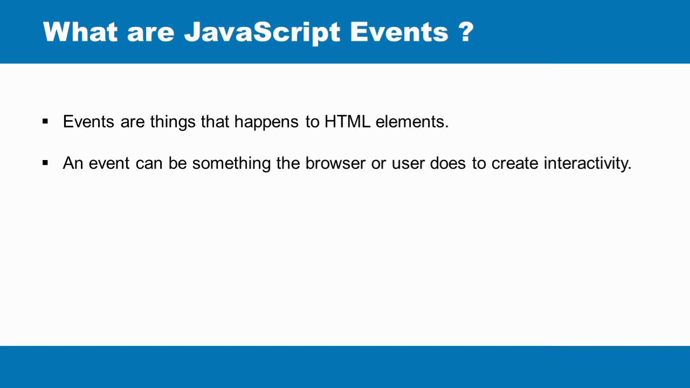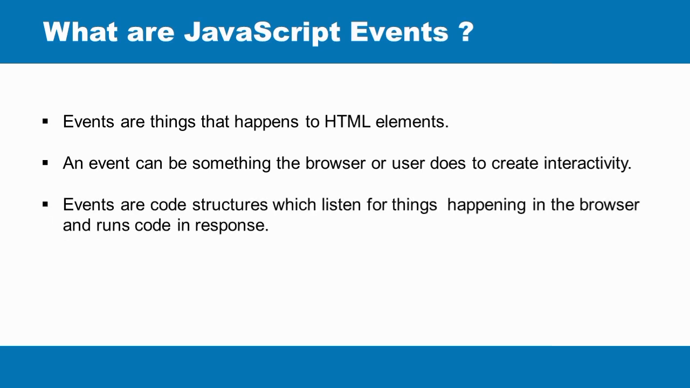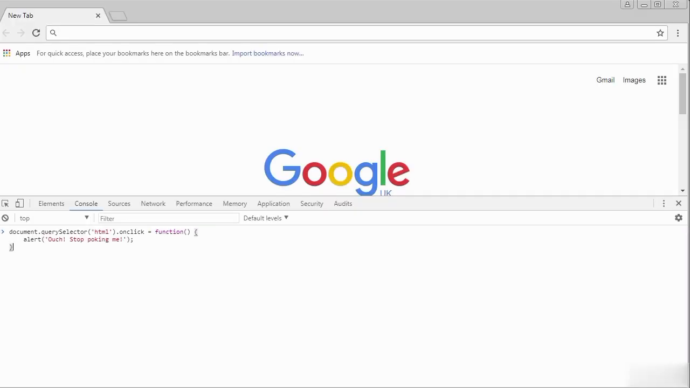So you can look at events as code structures that listen for things happening in the browser and then respond to that by running code. So JavaScript will let you execute code when an event is detected. An example of an event could be when you click on a button or when you fill out a form on a website. There are different types of events that can occur.